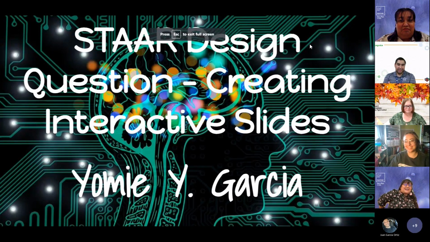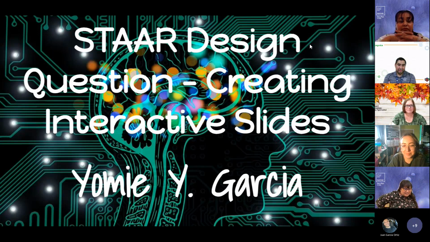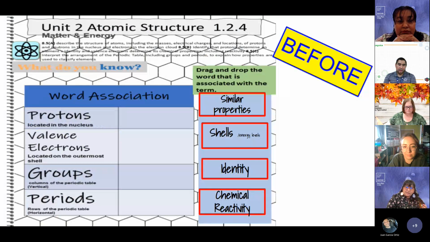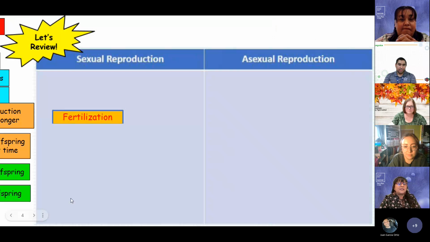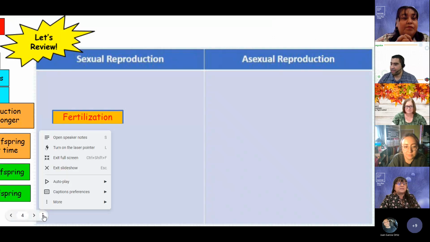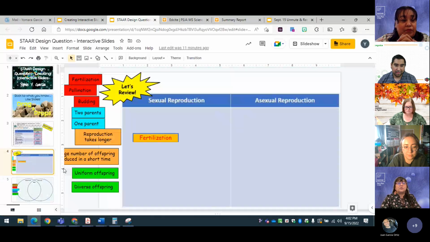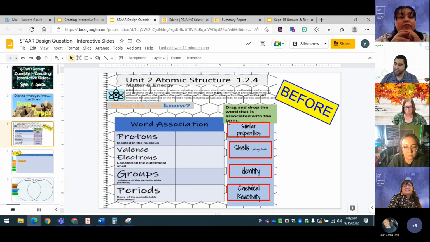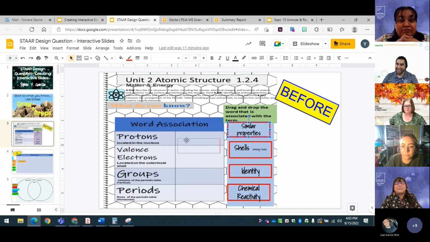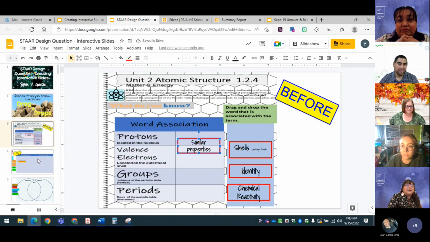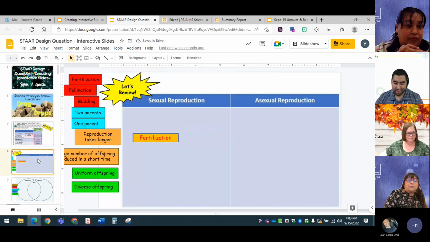All right, so the STAR design question, creating interactive slides. We started with drag and drops because, I mean, this is how we first started. And I really don't like to use the slides because now you can't see what I'm doing. Let me go back to full exit the slideshow. When we first started, we started off with something like this, and it was just pretty sad. And we were just dragging and dropping and putting them where we thought they were. And as we got on, we kept getting a little better and better.